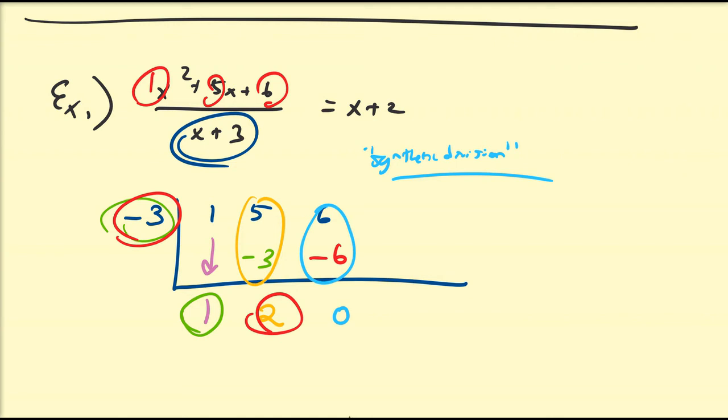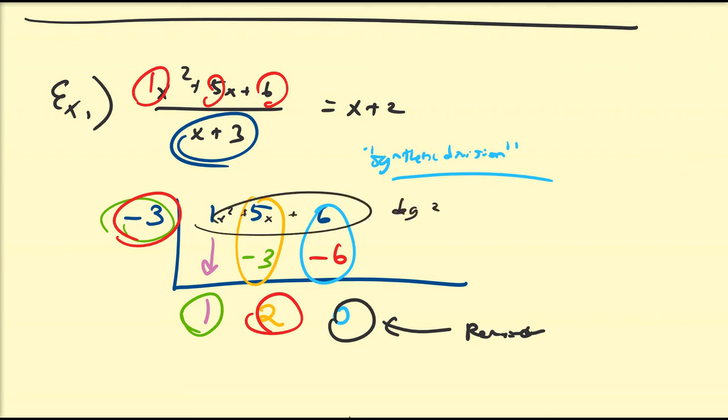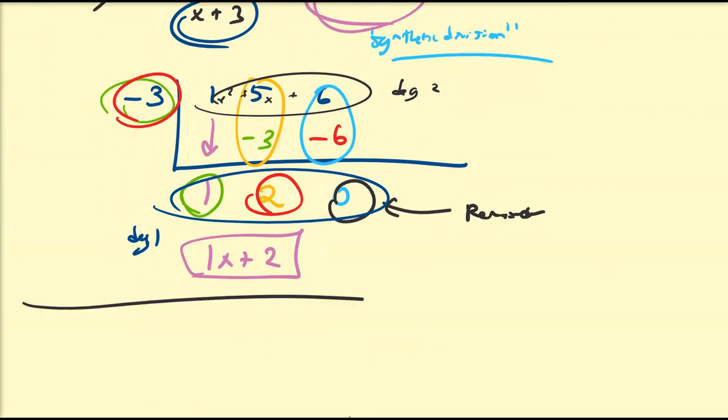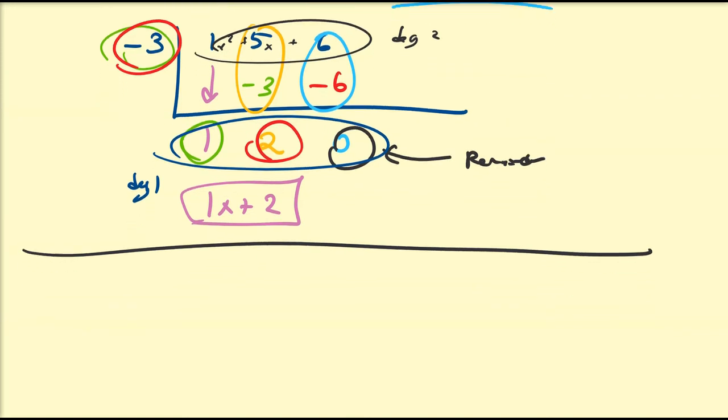So in terms of how to interpret this, this is going to be our remainder, which is 0 in this case. And remember, this corresponds to 1x squared plus 5x plus 6. So if this is a degree 2, then the coefficients in the bottom correspond to a polynomial of degree 1. So this corresponds to 1x plus 2, or x plus 2 as our quotient, which of course is our answer. Let us work through a couple more examples to sort of illustrate how this is done.